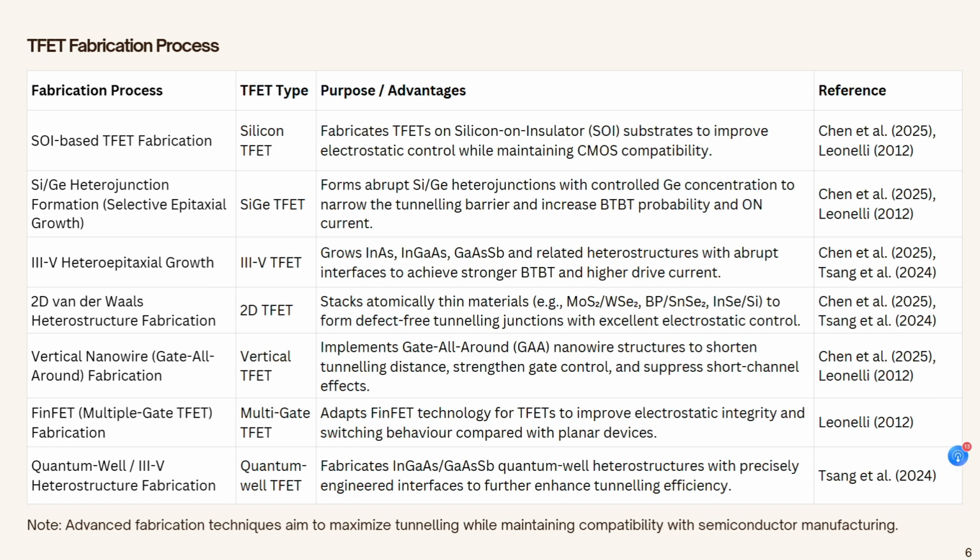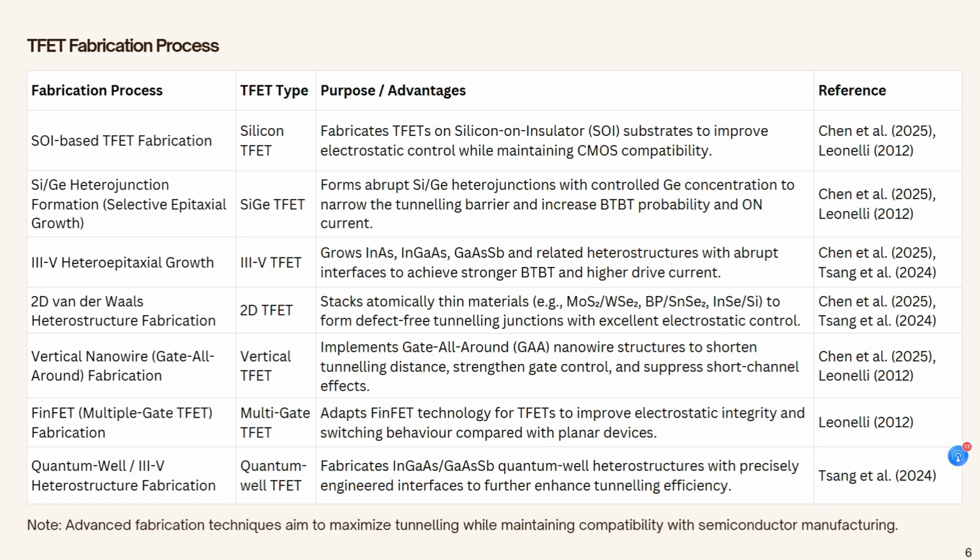Another important technique is the 2D van der Waals heterostructure fabrication. Instead of growing conventional semiconductor junctions, different atomically thin materials are stacked together to form clean interfaces with barely any defects. This improves the electrostatic control and enhances tunneling behavior.